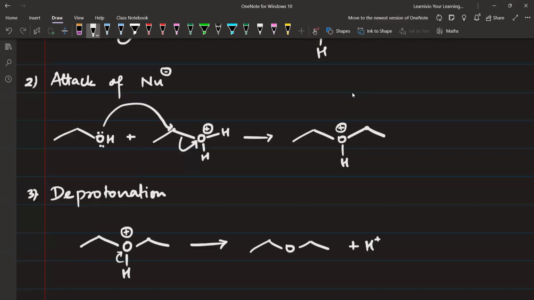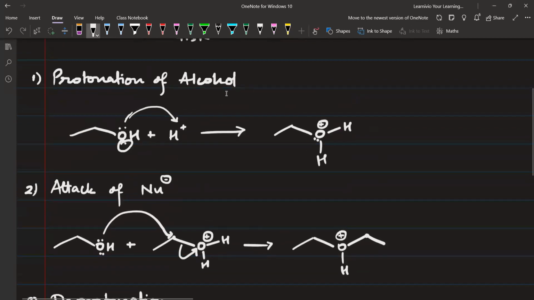Okay, sir, but why does hydrogen give its electron density? It does not actually. Hydrogen does not give any electron density to the oxygen atom on its own. Rather, something comes and takes away the hydrogen. So what can it be? It can be the same thing, the alcohol.